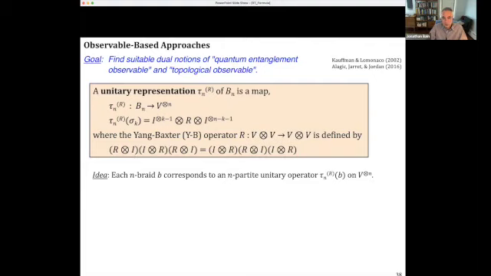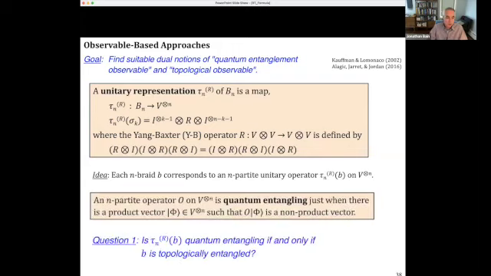The intuition here is that this relation encodes the braid relations that define the generators of the braid group. So this is the operator-theoretic version of the braid relations. Each n-braid corresponds under a unitary representation to an n-partite operator on some vector space. Then we might define an n-partite operator on an n-partite vector space to be quantum entangling just when there's a product vector in our space such that when we operate on it with our operator O, we get a non-product vector.